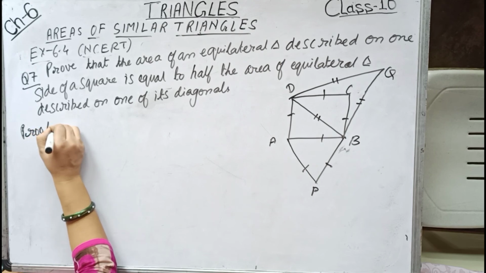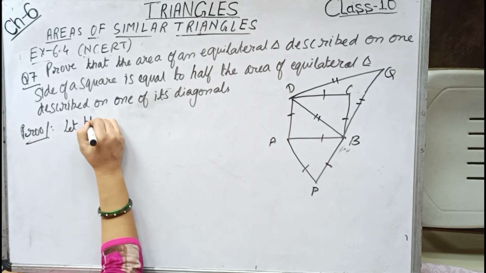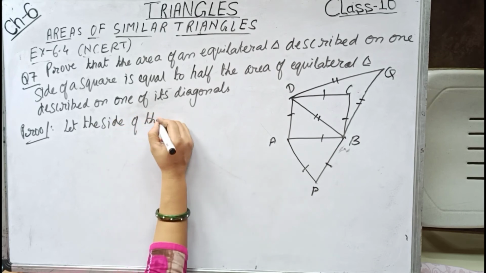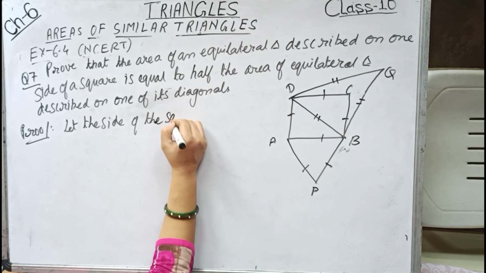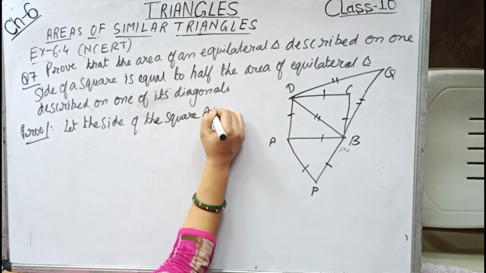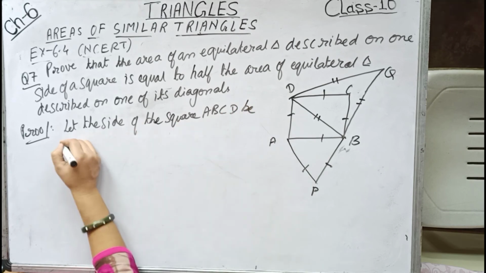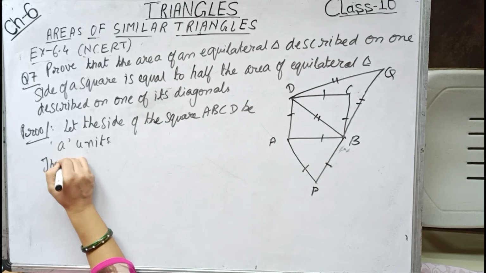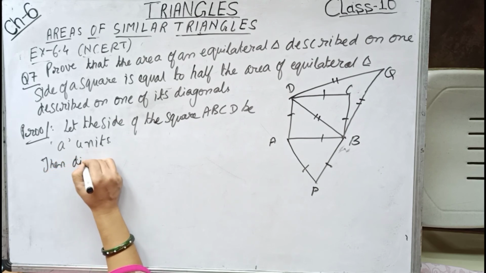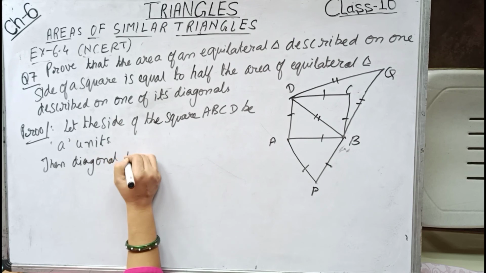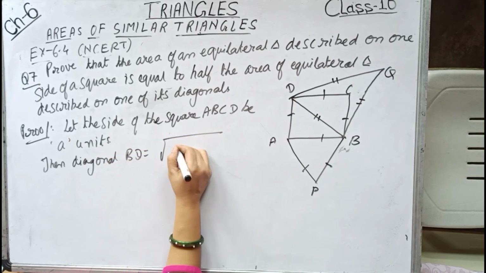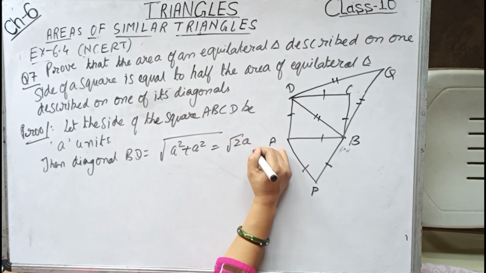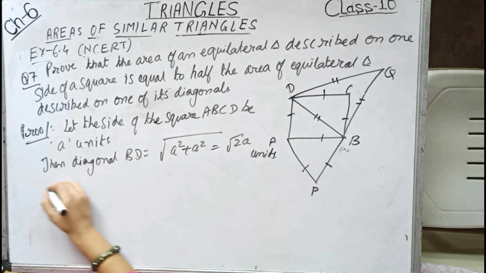So let us proceed. Proof. Let ABCD be the square. Let the side of the square ABCD be A units. Then diagonal BD equals under root A square plus A square equals root 2A units.